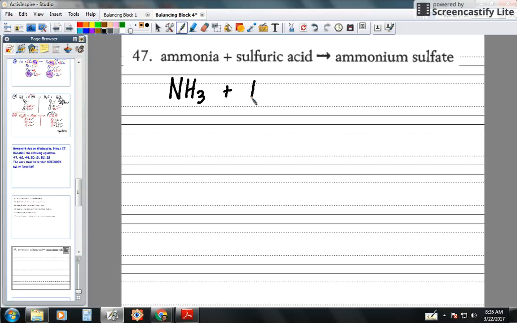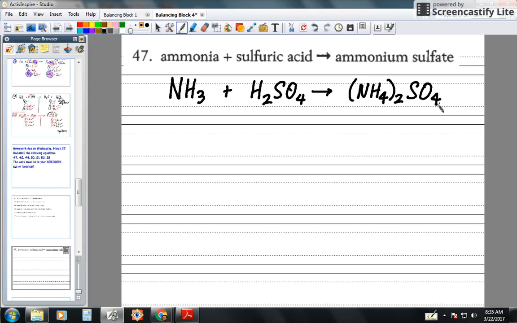and reacts with sulfuric acid. You need to know the formula of sulfuric acid. It's H2SO4. And this produces ammonium sulfate. And review how to write these ionic formulas. And there's the correct formula of ammonium sulfate.